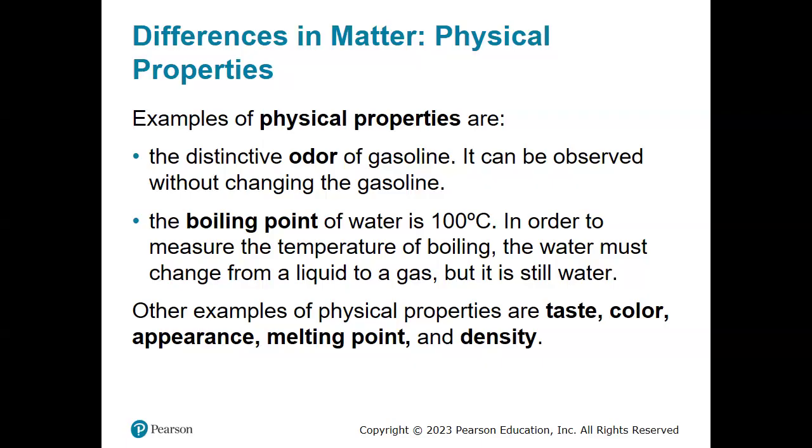So for density, that's one we would have to measure with numbers. We're going to have to measure the mass of the salts. We're going to have to measure the volume of the salt. We're going to have to do division to figure out what the density actually is. Well, whether it's measurable or not measurable, whether it's an observed property or a measured property, so long as we aren't changing the identity of the substance, we would call it a physical property.